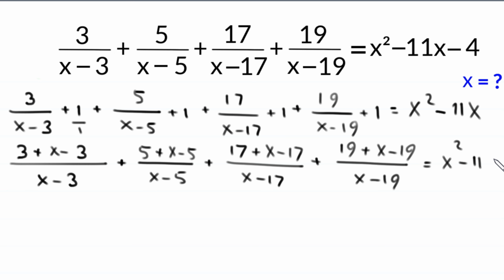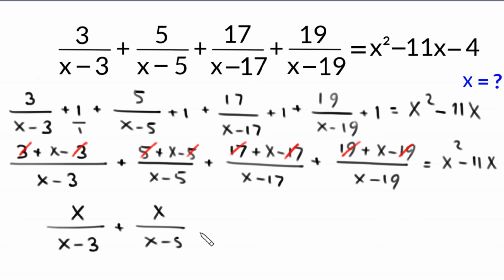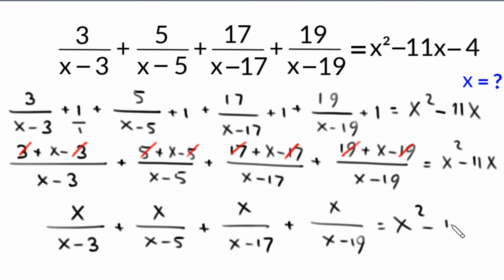So this negative 19 and 19 cancel out, negative 17 and 17 cancel out, negative 5 and 5 cancel out, and negative 3 and 3 cancel out. We are left with x divided by x minus 3 plus x divided by x minus 5 plus x divided by x minus 17 plus x divided by x minus 19 equal to x squared minus 11x.